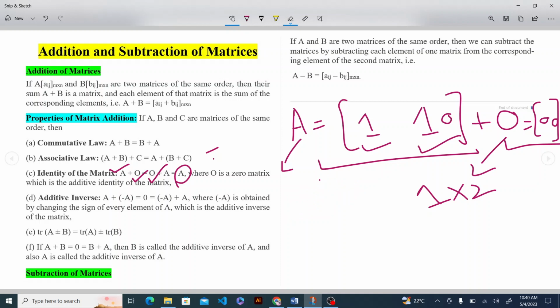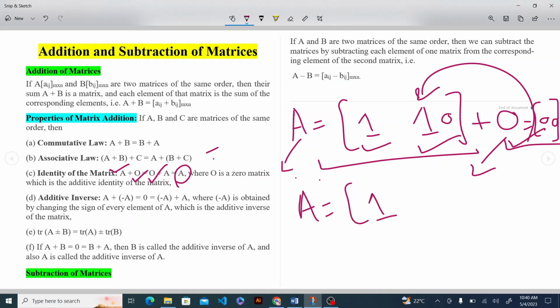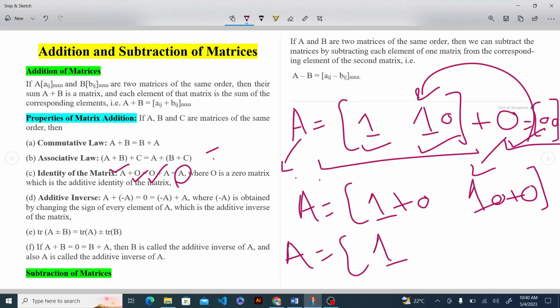So basically the idea is that if we add a null matrix O to any matrix, then the answer will be the actual matrix. Because if we add 1 plus 0 and 10 plus 0, meaning the corresponding elements are added, there will be no difference in the resultant matrix. By adding 0, the elements will remain the same.